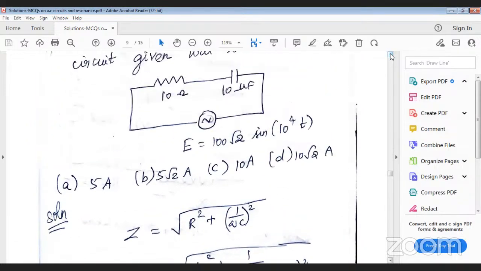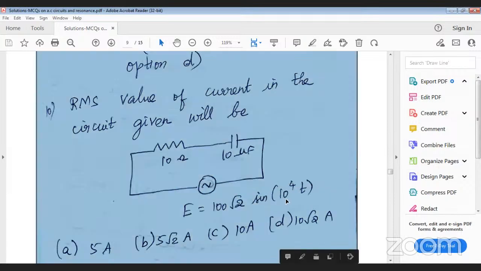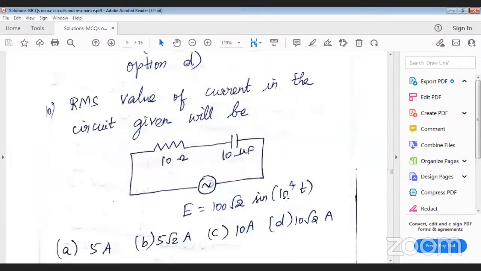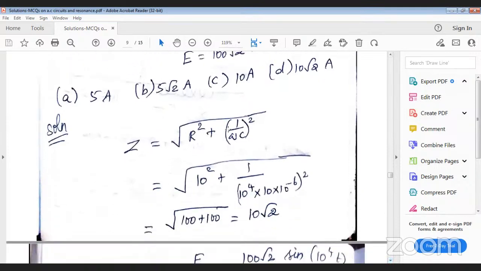Omega, how can you find out? Here you see E equal to 100 root 2 sine 10 power 4t. You compare this with the standard equation form, that is E equal to E naught sine omega t. Instead of omega, you are having 10 power 4. So that you should use here. When you need to apply for omega, you need to put 10 power 4 here.